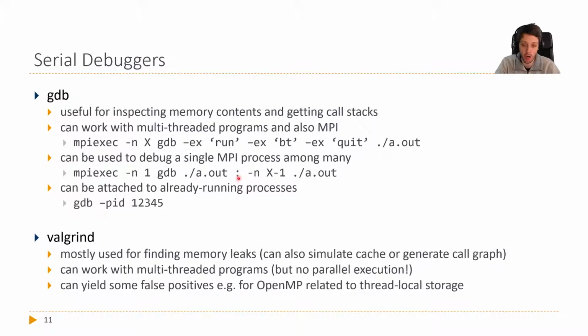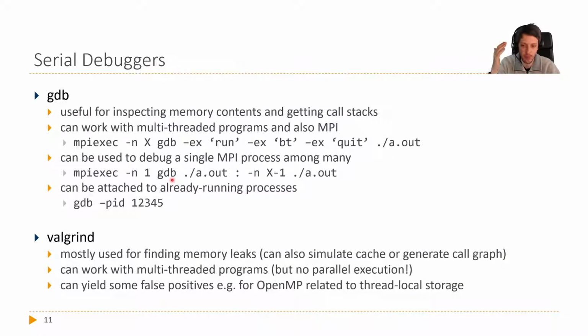And the colon then says, okay, there's going to be a next sequence of commands. Start x minus 1, so all the remaining ranks, without GDB, just running the binary as it is. And this even allows you to do, for example, interactive debugging. If you have a low number of ranks, like 2 or 3 or 4, you could even do interactive debugging for all of them, assuming you don't run into some kind of timeout and if you can type fast enough and stuff like that. But most of the time, this is not an issue.